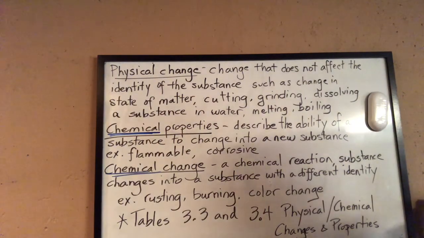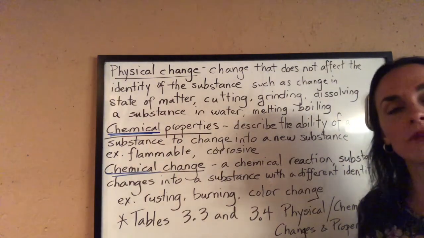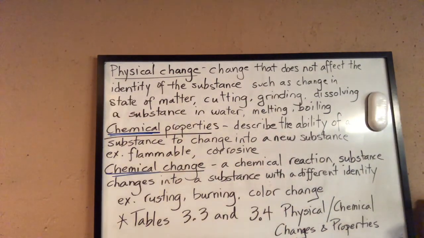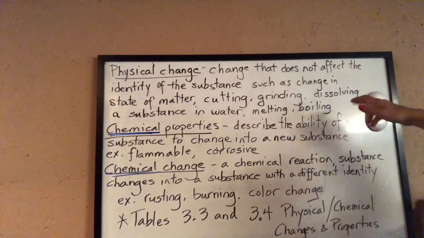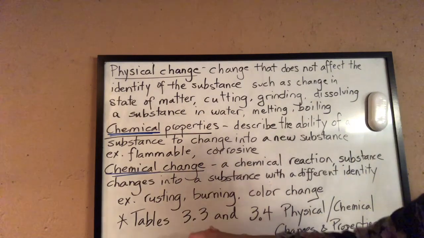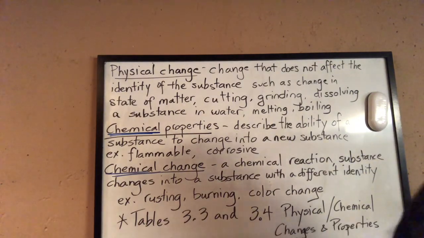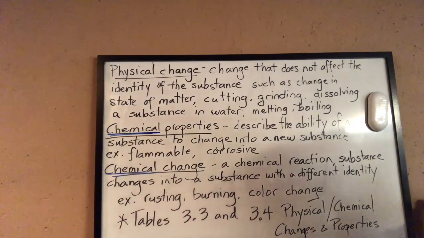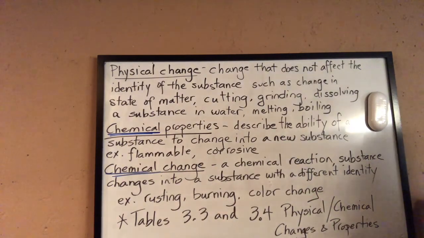We're going to talk about chemical reactions in detail in Chapter 8 when we learn how to balance equations, and we learn a lot more about chemical equations. But you have these examples for chemical changes, and these examples for physical changes. In addition, in your textbook, tables 3.3 and 3.4 give you more examples of physical and chemical changes and more examples of physical and chemical properties.